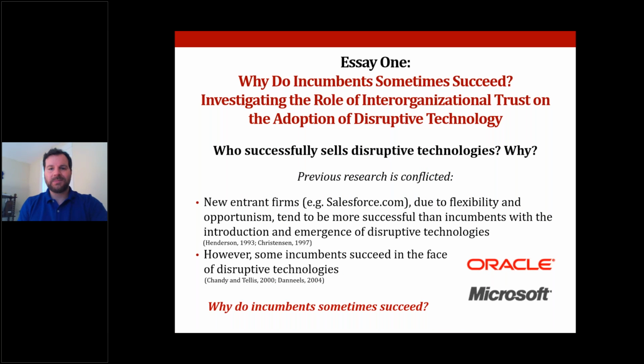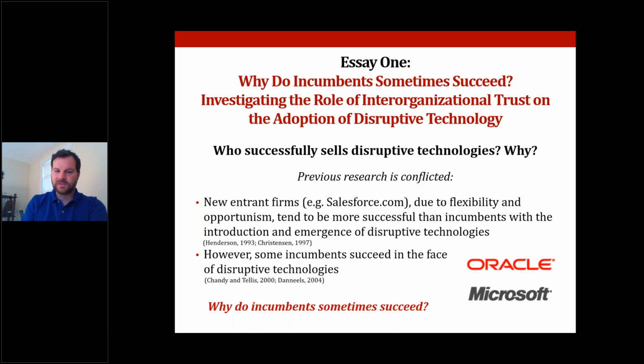So essay 1, why do incumbents sometimes succeed? And we investigate the role of interorganizational trust on disruptive technology. Well, we find that new entrants, due to flexibility and opportunism, do actually tend to be more successful than incumbents with the introduction of a disruptive technology. They don't have the organizational inertia that a large company has. For a large company, it might be difficult to shift gears towards an emerging technology. For a smaller company, this is not such an issue.